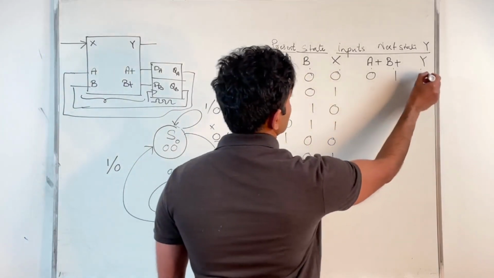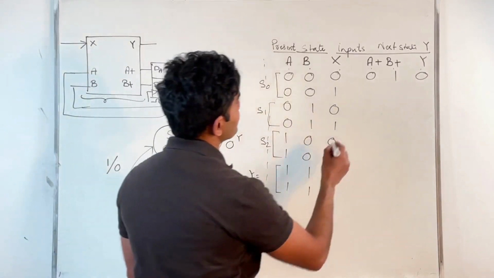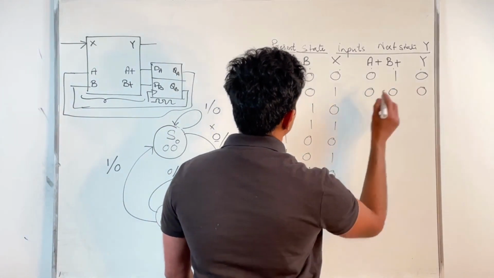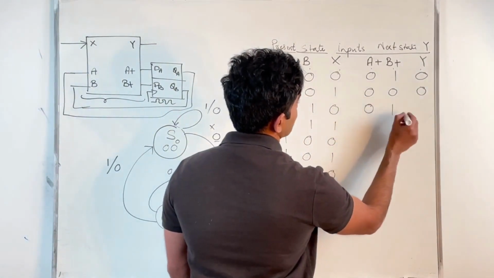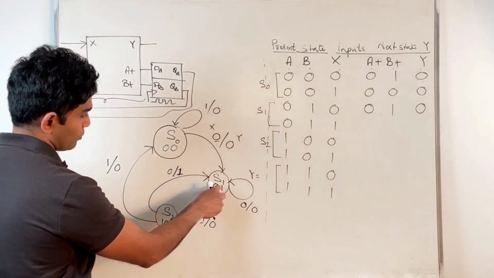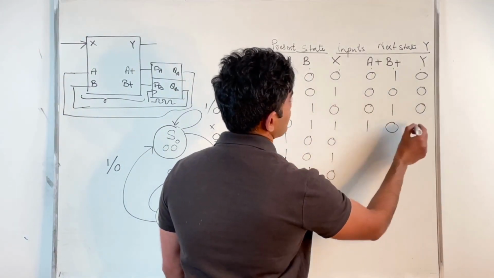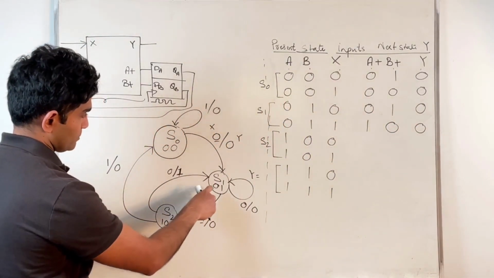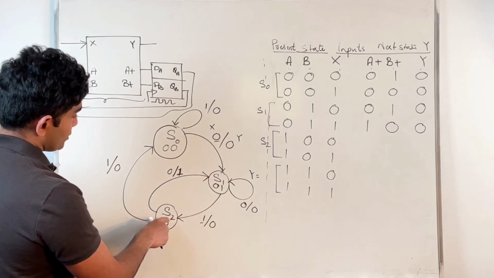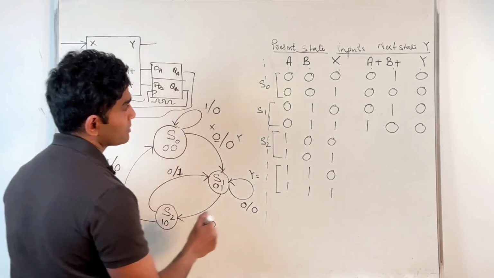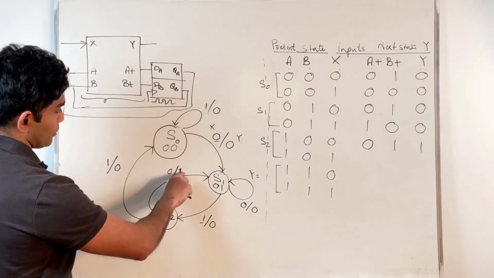Output is 0. 0, 0, 1 takes me back to the same state. Output is still 0. 0, 1, 0 takes me back to the same state. Output is still 0. 0, 1, 1 takes me to the S2 state, which is designated as 1, 0. Output is still 0. Is that right? Yeah. And then I'm done with that. And then 1, 0, 0 takes me back to the S1 state, which is 0, 1, with an output of 1. Right? An output of 1.